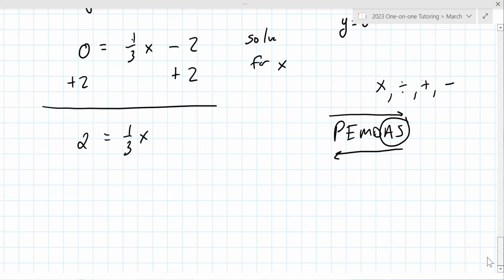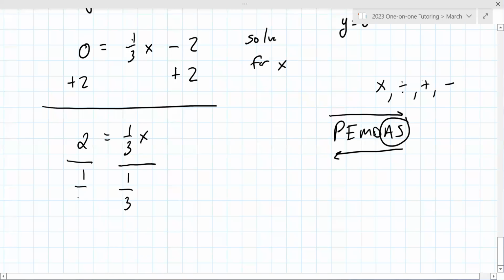How to undo multiplication? Division. Right, you're going to divide both sides by 1/3. Now, does this look bad to you, dividing by a fraction? Yeah, it looks bad. We don't want to do that, okay? So maybe there's another way.